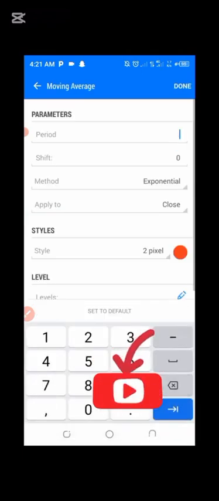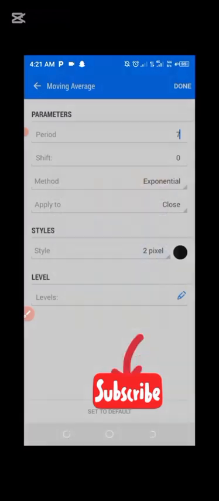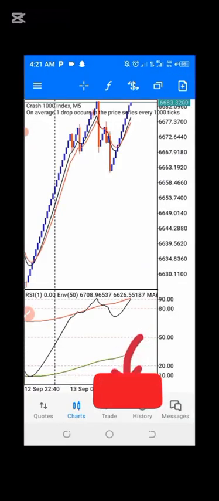The period is going to be 7 and not 10. Then the color is black. Once you are done, you click on done. Right, so this is all we need, guys. This is all we need.